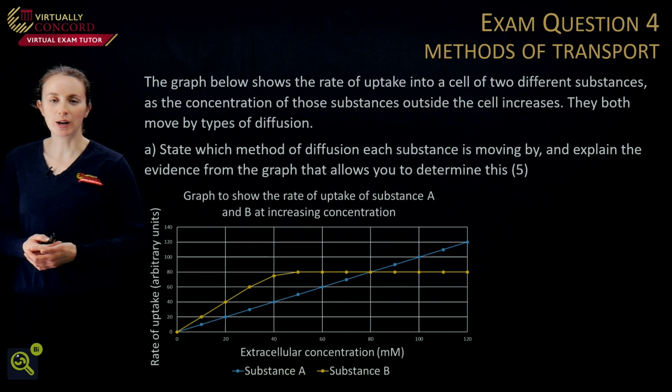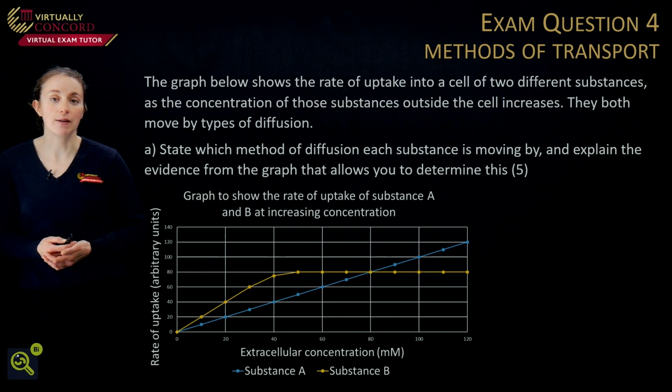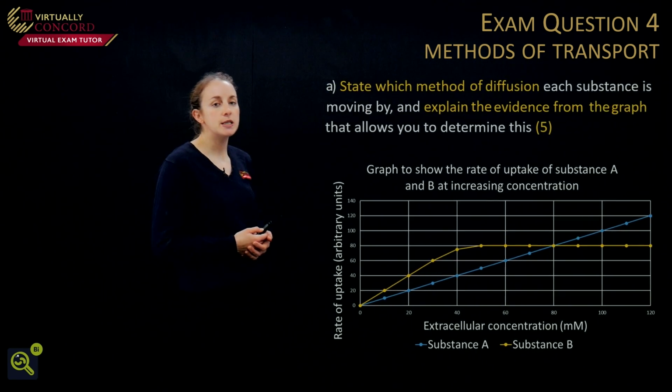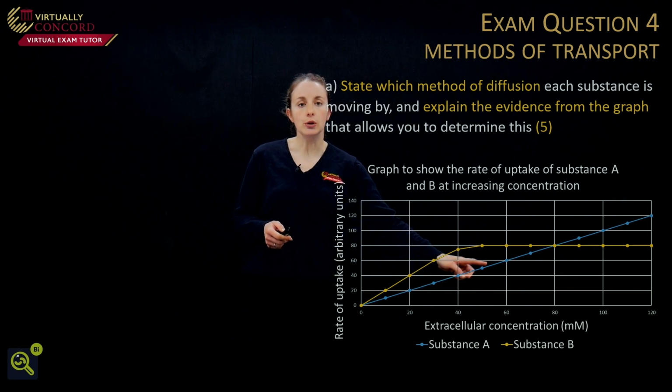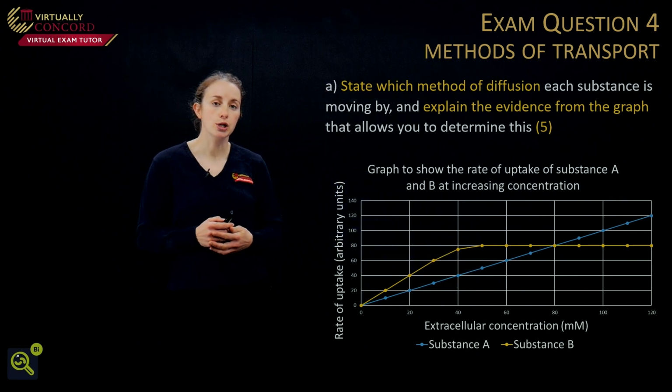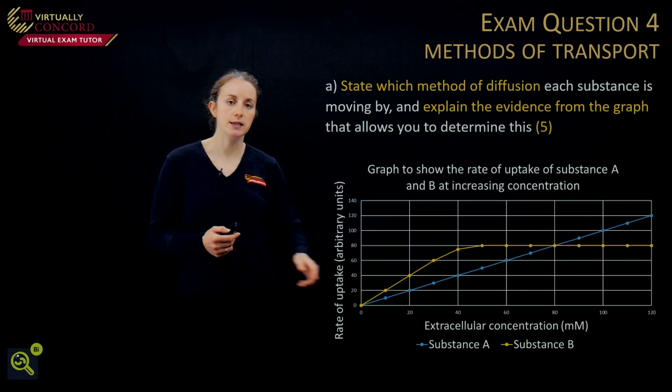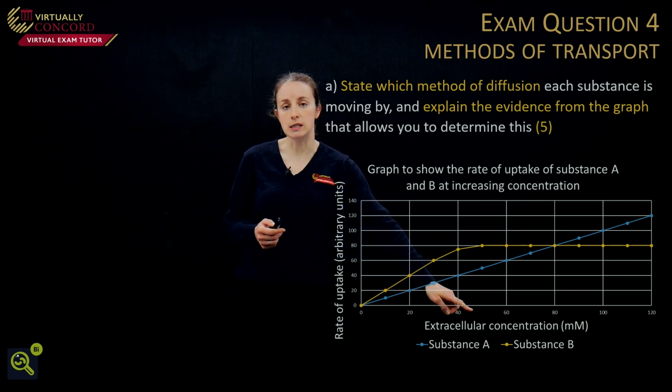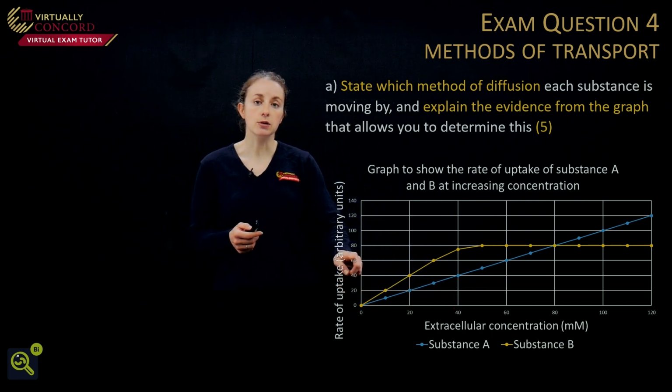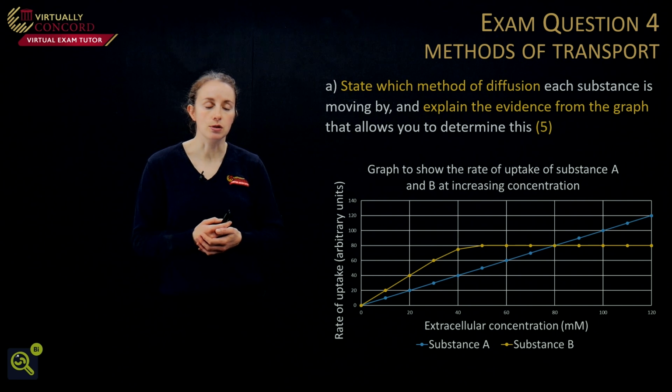The final question provides you with two graphs, and the first of these graphs shows you the rate of uptake of two different substances as their extracellular concentration increases. The question asks you to state which method of diffusion each substance is moving by and to explain the evidence from the graph. If we start with substance A, which is our blue line, you can see a proportional increase. What we mean by that is that as the extracellular concentration is increasing, the rate of uptake is also increasing at a constant rate.